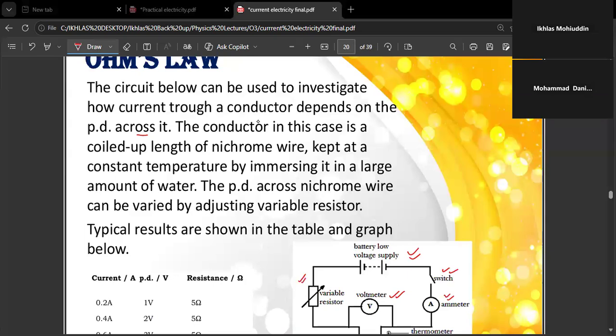We will get to know what the relationship between current and voltage is, right? Current means I and voltage means V. We need to discuss the relationship between both of these. The conductor in this case is a coiled up length of nichrome wire kept at constant temperature by immersing it in a large amount of water.